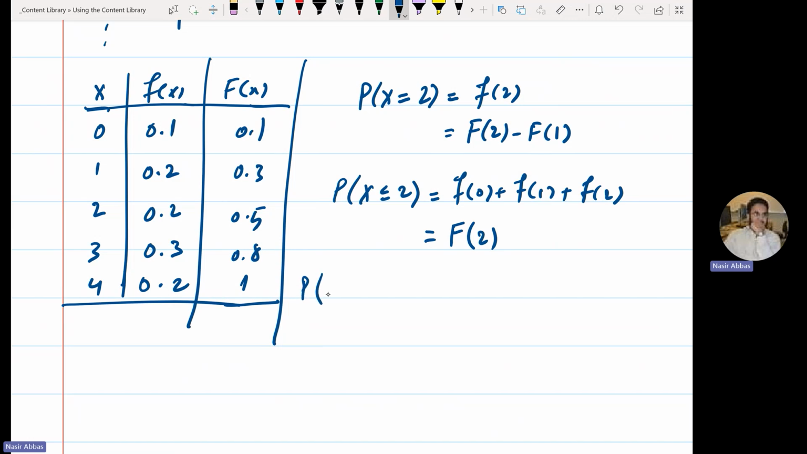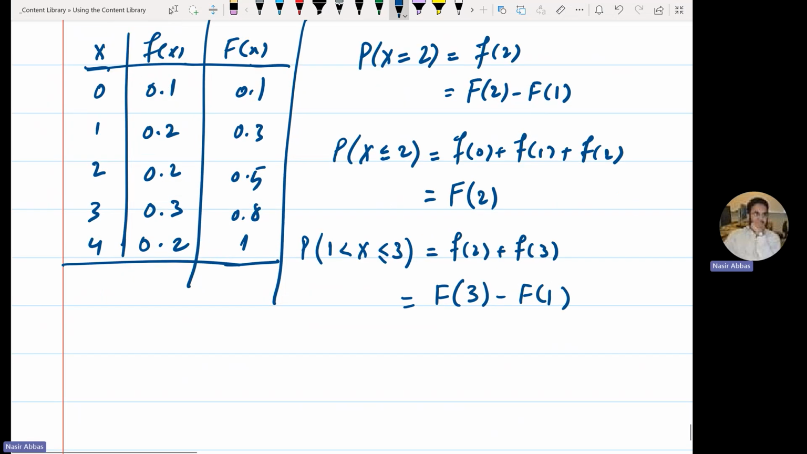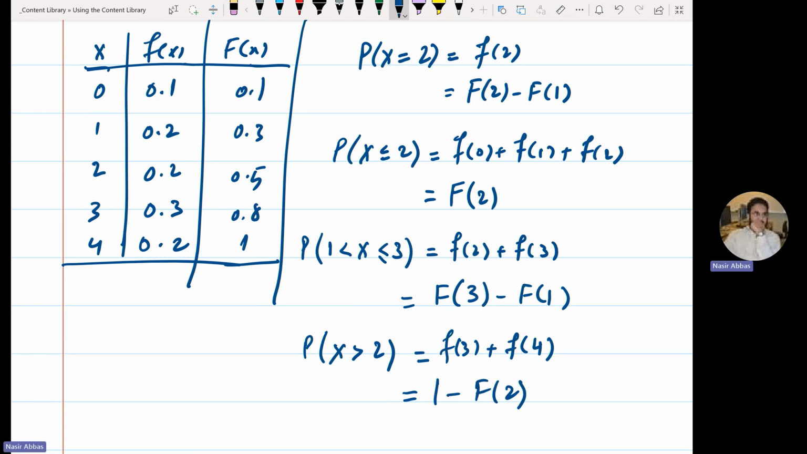What if I ask you for probability of 1 less than x less than equal to 3? Using PMF? Using CDF? What if I ask you for probability of x more than 2? f of 3 plus f of 4. What if I ask you to use CDF? 1 minus F of 2. And you can manipulate with any probability question to find the probability using any of these two. But mean cannot be found.